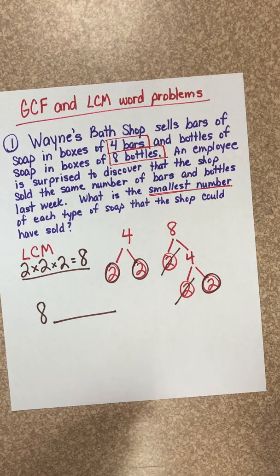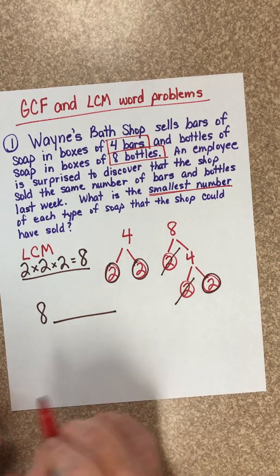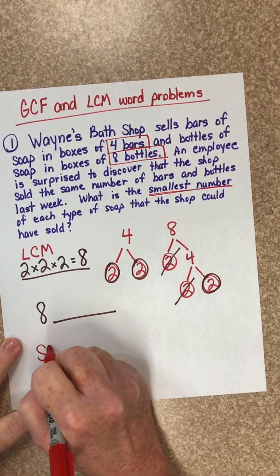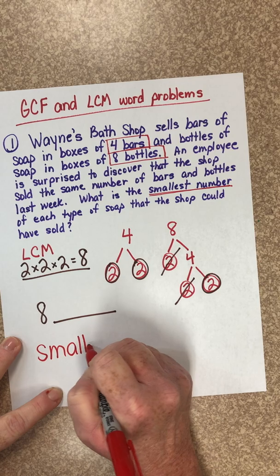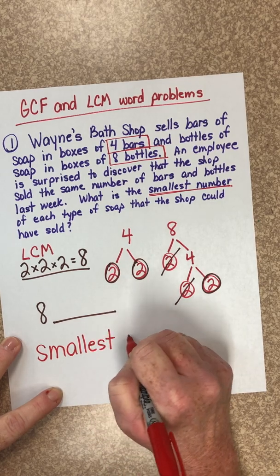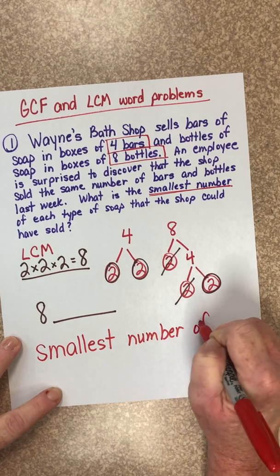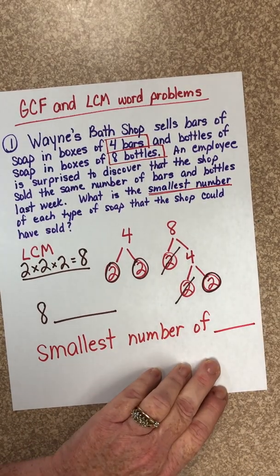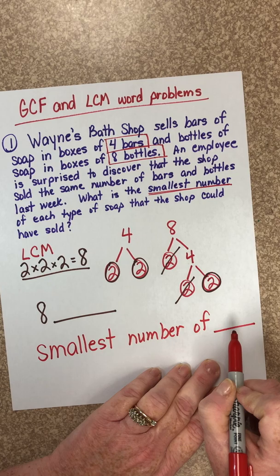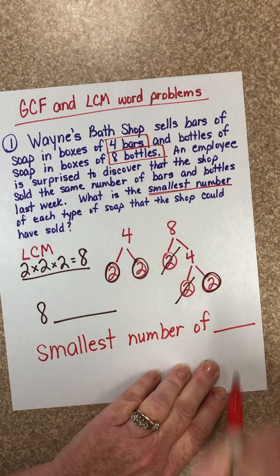To do that, I recommend that you look at the question again and ask yourself this question. And I think I'm going to go ahead and write it down just to help us out. The smallest number of what? Whatever goes in that blank, that makes good sense, that will be our label.